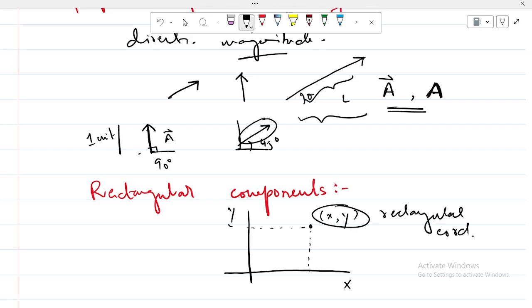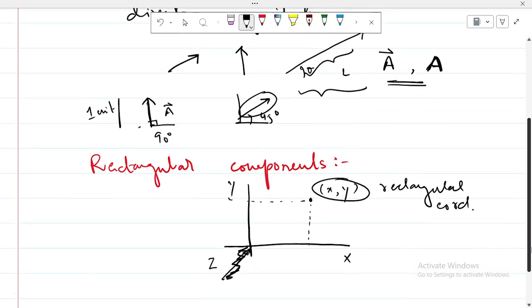We could extend this idea to 3D space as well, where we'd have a z-axis as well. But for the time being, we're just concerned about 2 dimensions or 2D space. So this doesn't really matter for now. So we have rectangular components as of this point as x, y.